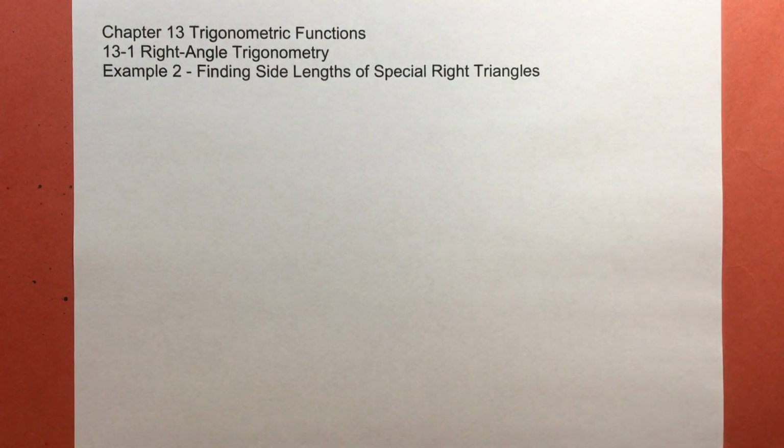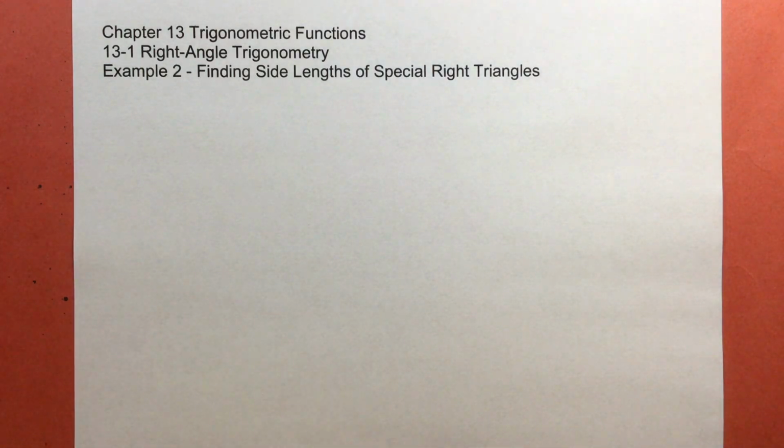Hello, welcome back to Chapter 13, Section 1, where we're introducing right angle trigonometry, the study of the ratios of the lengths of the sides for right angles. In the first video, we introduced what we nicknamed SOHCAHTOA. Sine is opposite over hypotenuse, cosine is adjacent over hypotenuse, and tangent is opposite over adjacent.